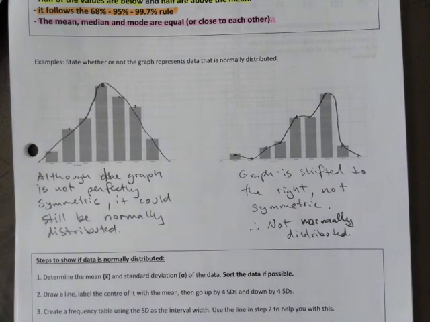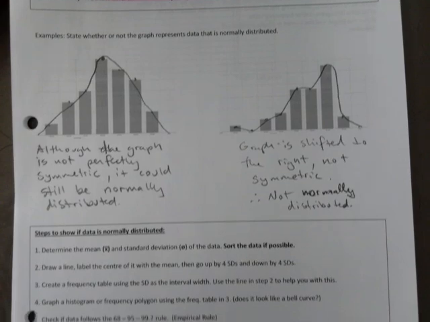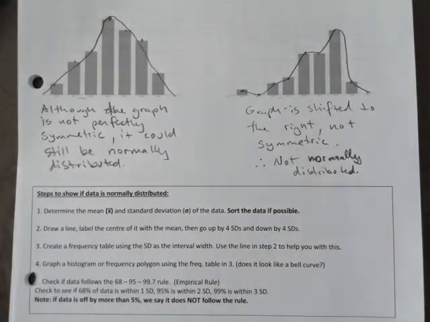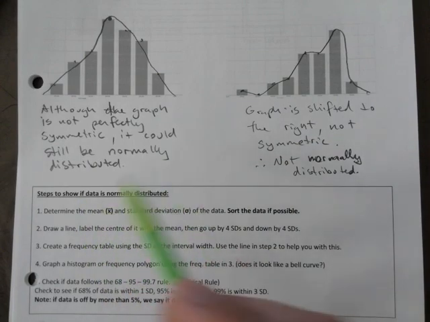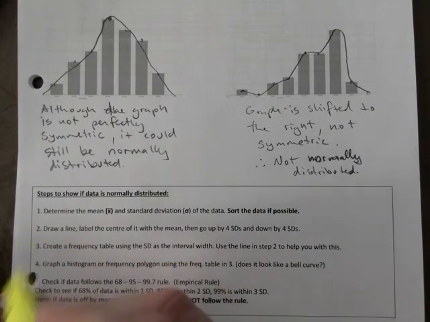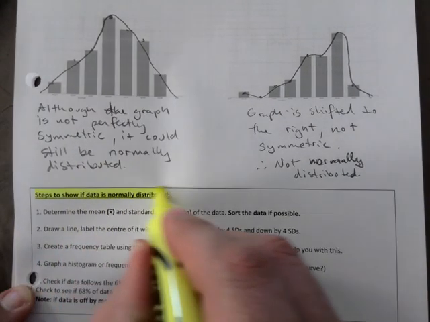Okay? Not normally distributed. There we go. So sometimes the graph gives it away, sometimes it doesn't, right? So we definitely will dig deeper than just the graph. Okay? Next, these are the steps to show if data is normally distributed.